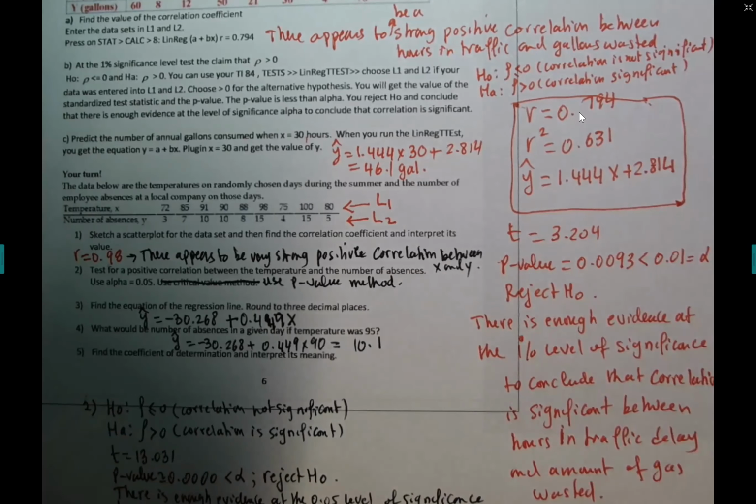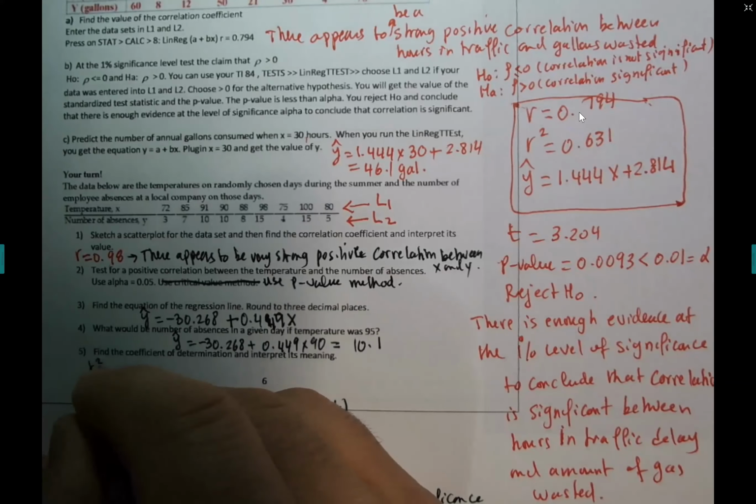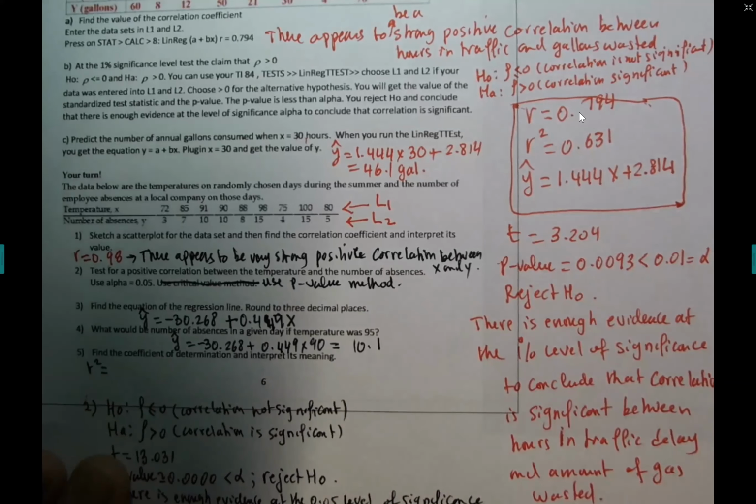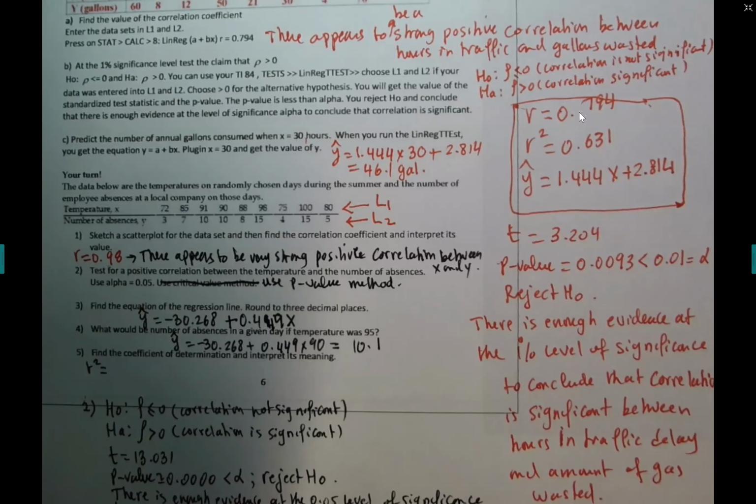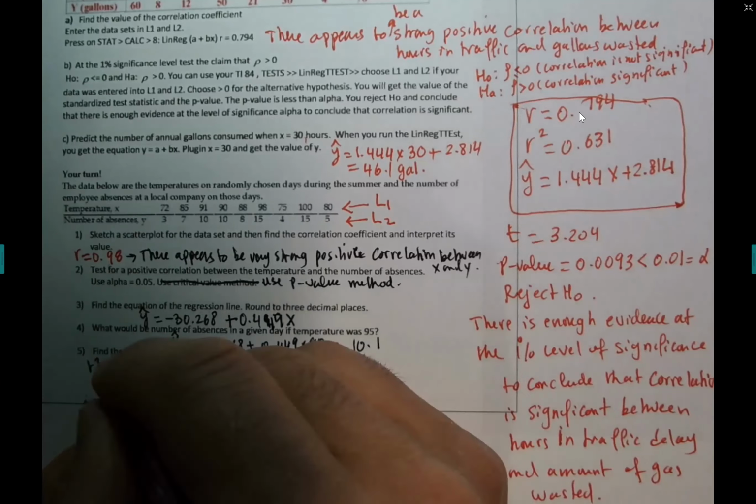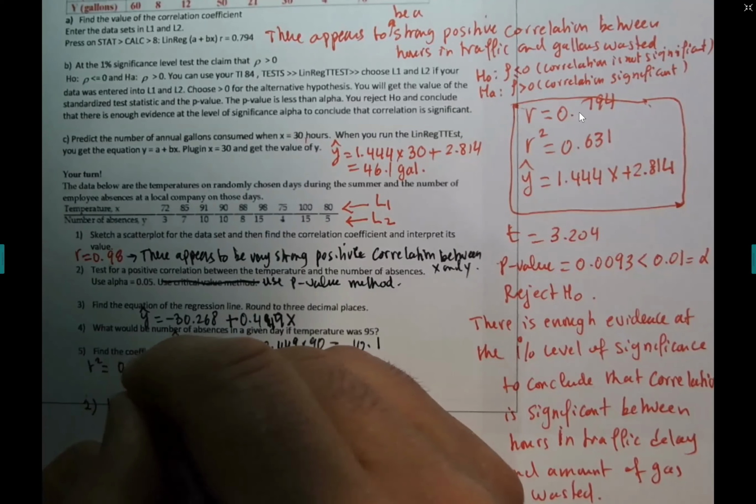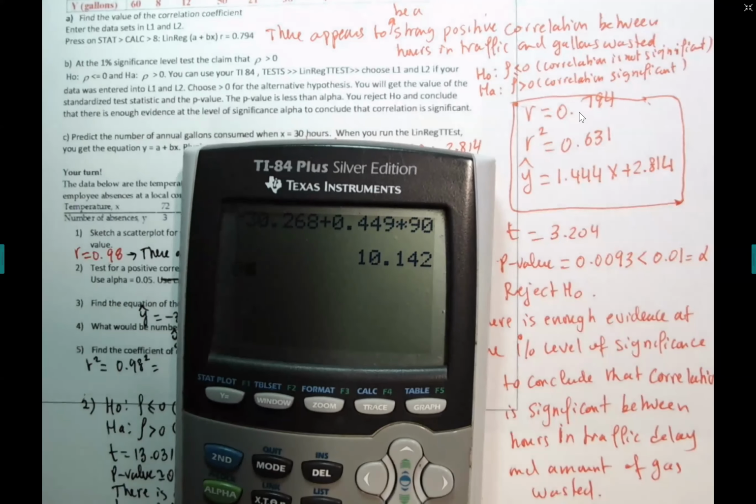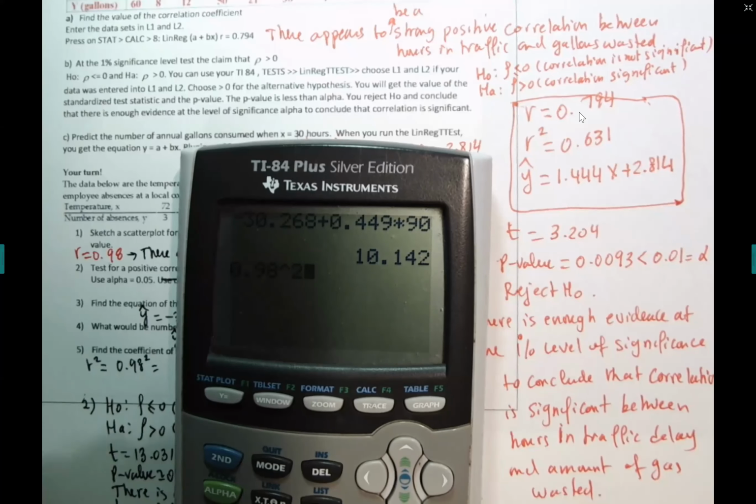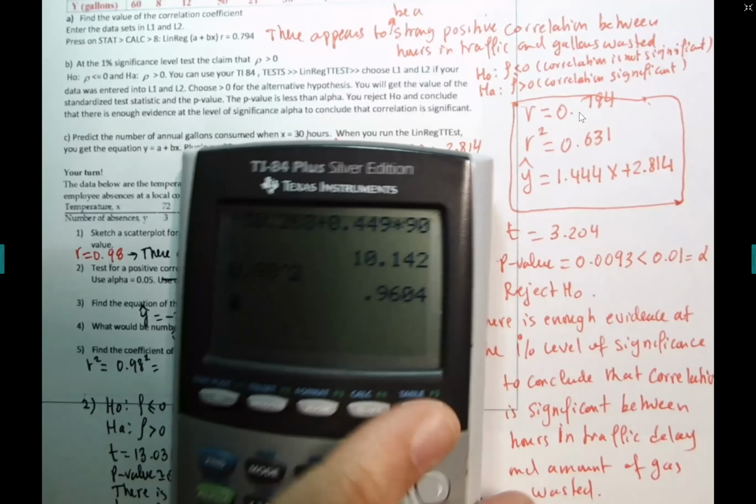Find the coefficient of determination and interpret its meaning, R squared. Well, you guys, you can square the value of R, 0.98, or you can get it off the calculator. So I'm going to square it. There you go, 0.98 squared. I got 96%.